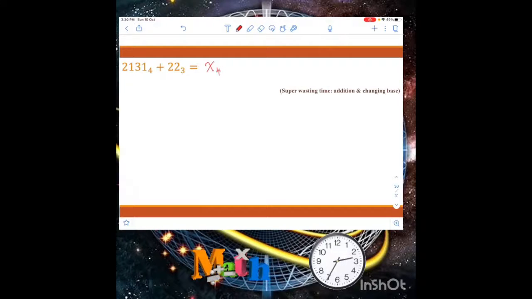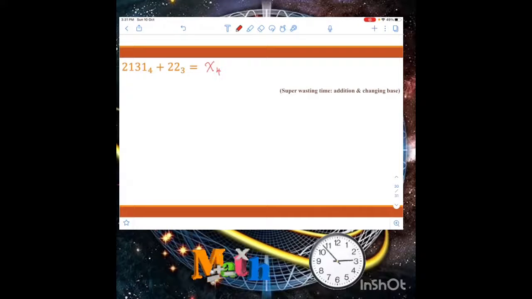So this question is very time wasting, because the number bases involved here cannot be handled by using a calculator, and it involves two different bases, and it involves the addition of number bases which cannot be done by using calculators. So the question asks us to add 2131 base 4 with 22 base 3 and leave the answer as a base 4 number.